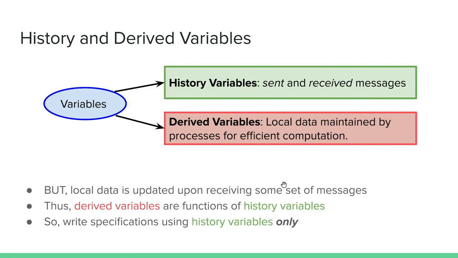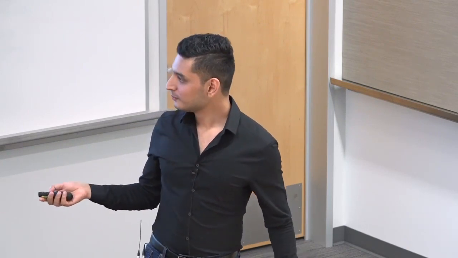What we realized is that these derived variables are obviously a function of history variables. In all the distributed algorithms that we see, there are only a few functions, like max, sum, count. We don't have a lot of crazy aggregate queries when it comes to distributed algorithms. And that's why it could work. So as a result, let's write the specifications just using history variables. Don't keep the derived variables at all.